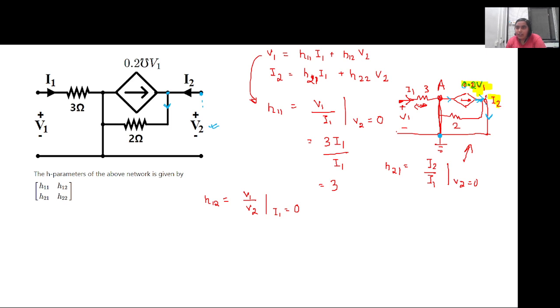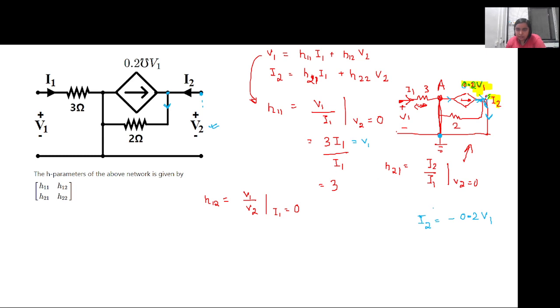So we are assuming that I2 current is flowing into it and 0.2 V1 current is coming out. So what can we say? I2 will be equal to minus 0.2 V1. Is this fine? Yes, ma'am. And we have already calculated V1 equal to 3 into I1, right?